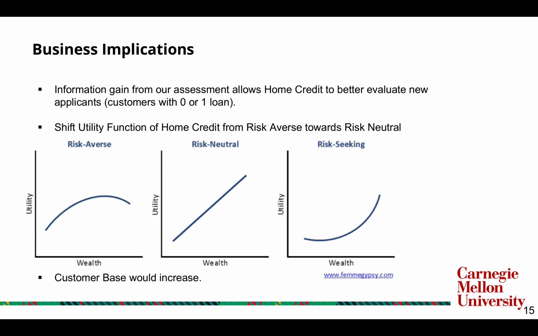Finally, I'd like to discuss the business implications. I'd like to start off by saying that Home Credit is more risk averse and therefore is more likely to credit individuals with good credit history rather than crediting individuals with little credit history. I'd like to mention that the information gained from our assessment would therefore allow Home Credit to better evaluate these new applicants, and it would allow them to shift their utility function from being more risk averse towards being more risk neutral, as you can see from the left graph to the middle graph. And ultimately, this would result in their customer base increasing.